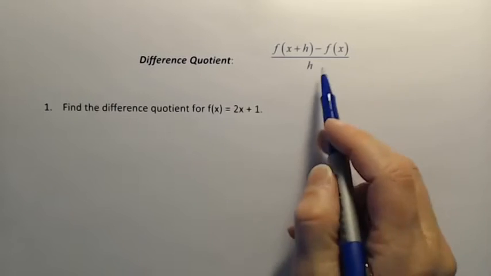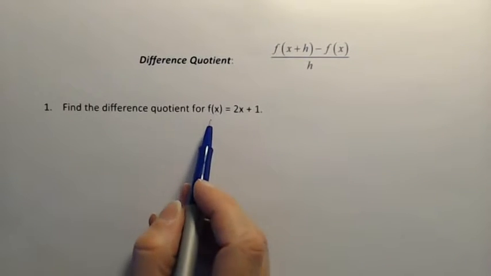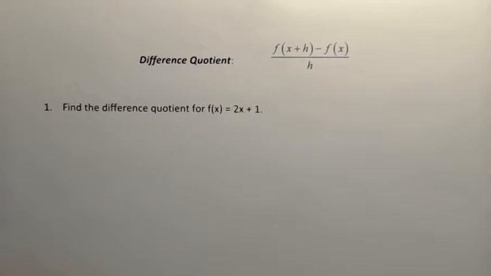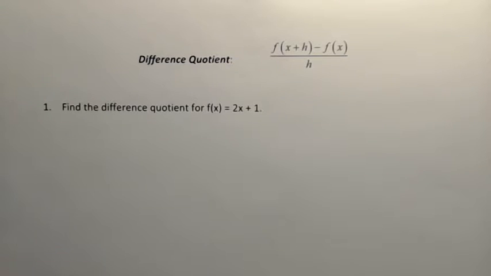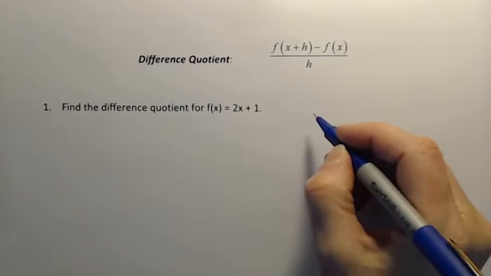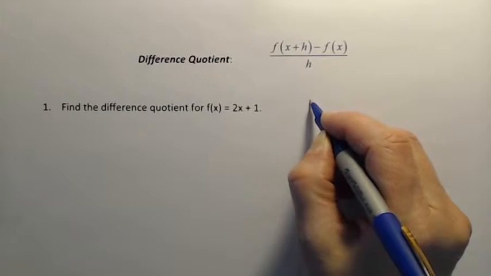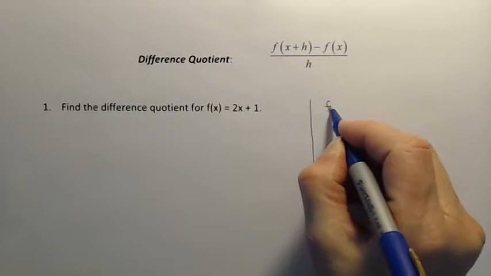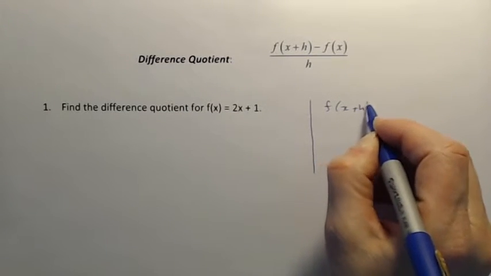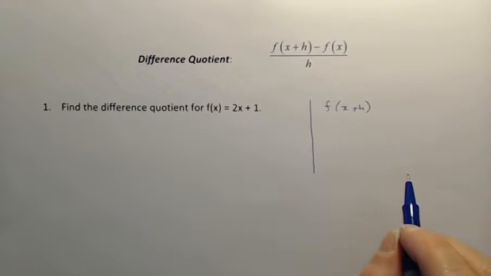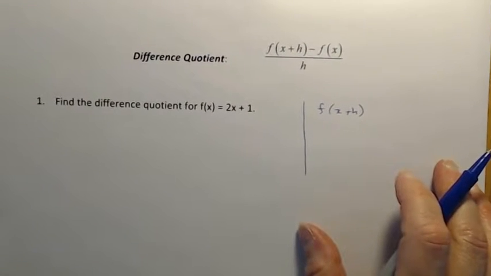So again, we want to make this calculation. We want to find the difference quotient for our first function here, f of x equals 2x plus 1. Okay. Again, what I would say to do is maybe off to the side here, calculate your f of x plus h first. It's the first piece you need, and it's the most difficult one of this quantity.